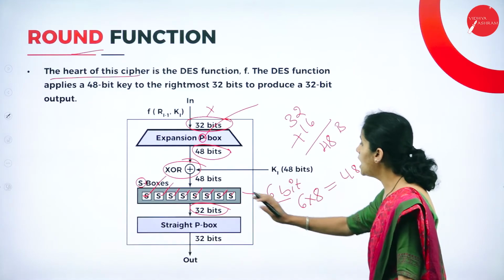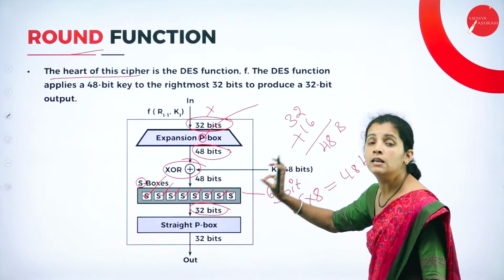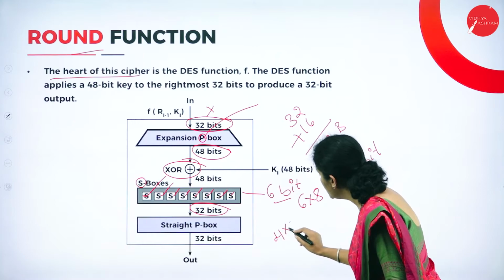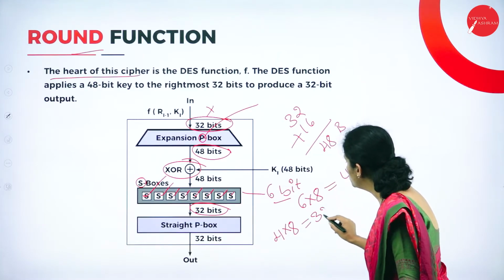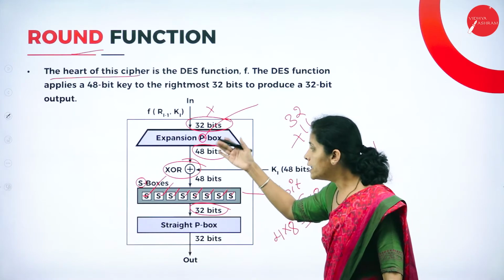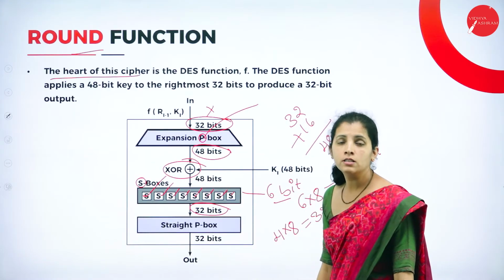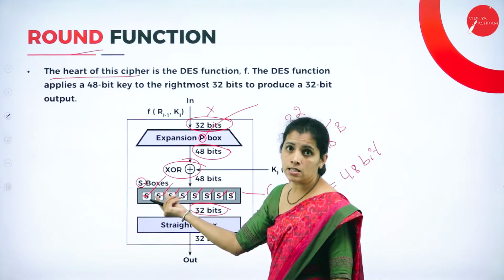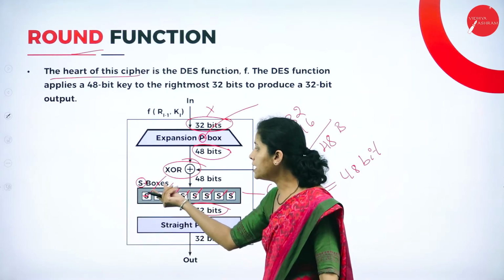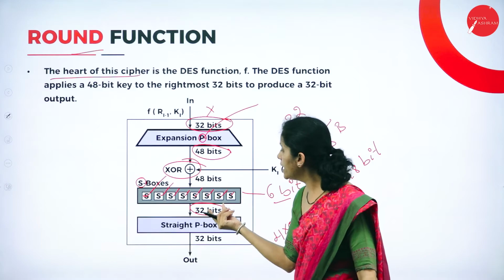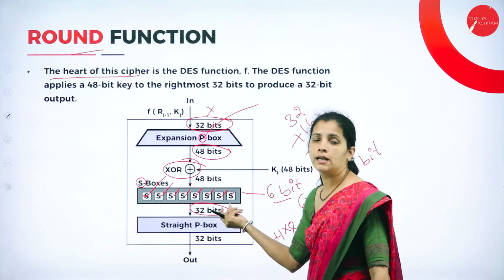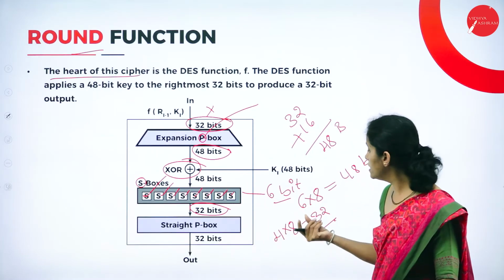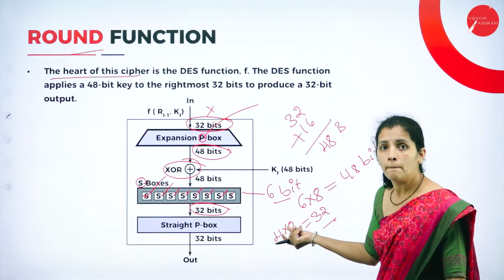That is nothing but the block size, that is 4. So I'm going to get the block size output 4. 4 into 8 is 32. So when I provide input to the S box, that is the substitution box, the block size is 6 bits. After performing the S box, I'm going to get only 32 bits. That means the block size is going to decrease, and the block size here is only 4 bytes.